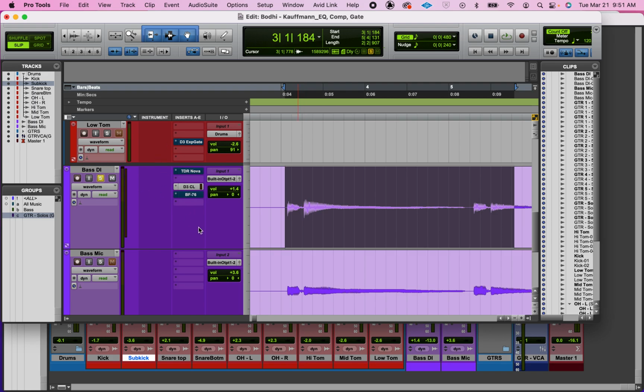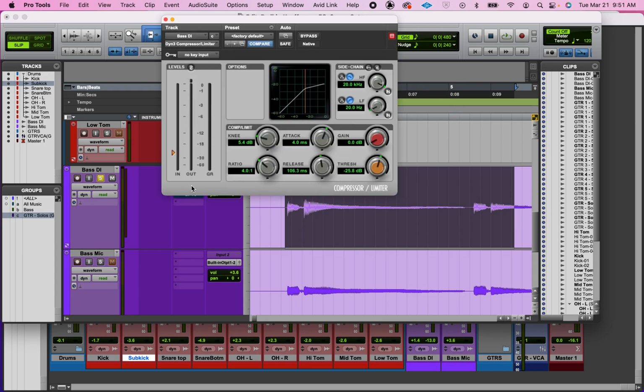And again, this is the DI version of it. You can see in the bass amp, it's less pronounced. That's because the amp is doing its own form of compression by going through the preamp and whatnot. So looking at our compressor, this is not the default. I've already done a little bit of settings here. And you can see the attenuation.